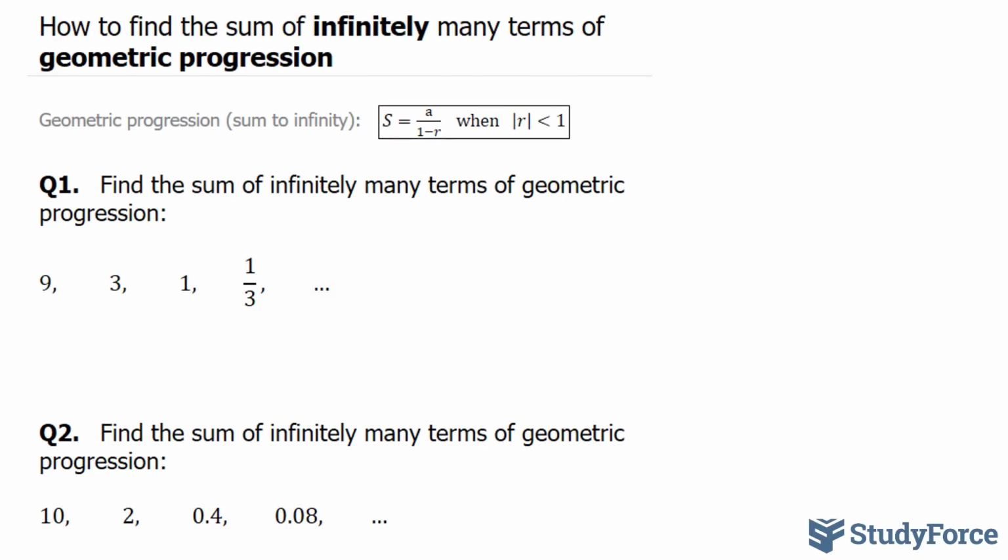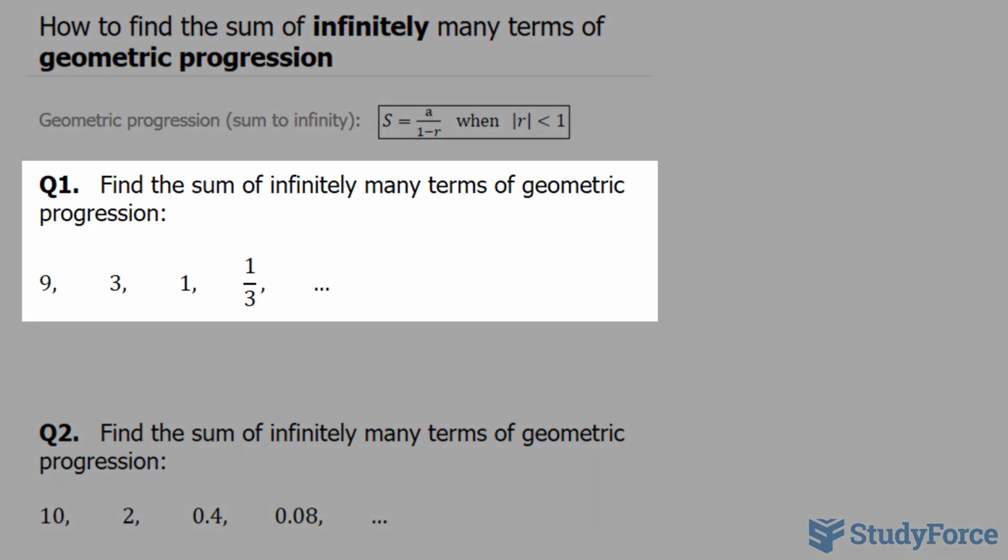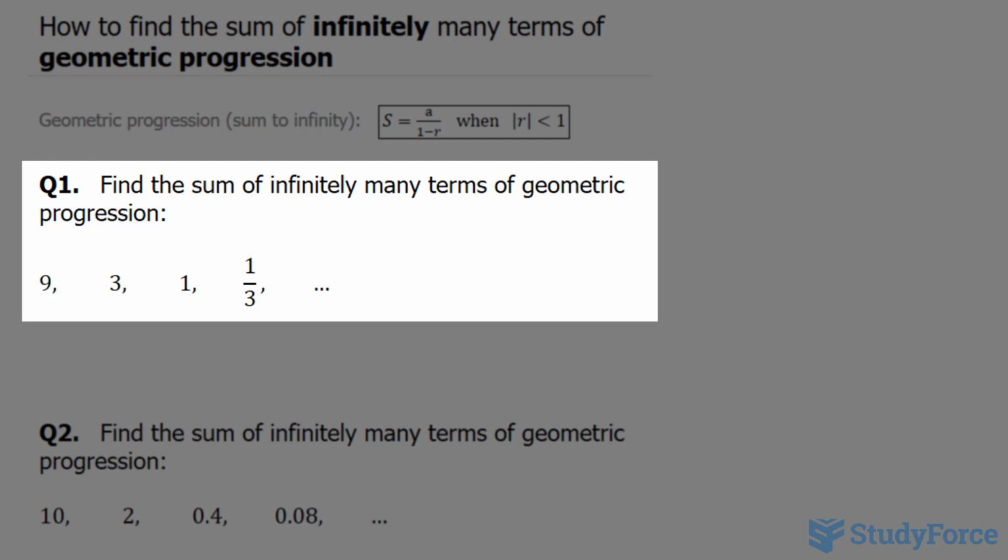In this video, I'll show you how to find the sum of infinitely many terms of a geometric progression. The question reads, find the sum of infinitely many terms of a geometric progression shown below: 9, 3, 1 and a third, and so on.